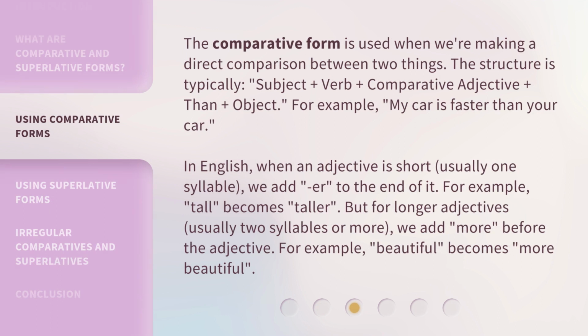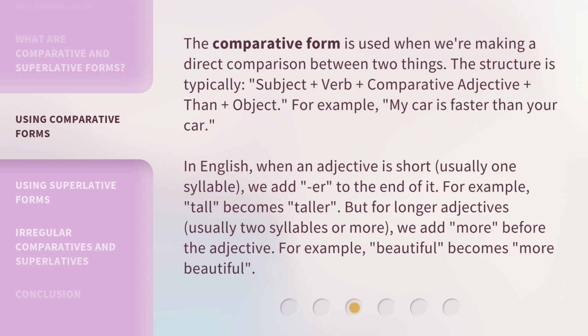The comparative form is used when we're making a direct comparison between two things. The structure is typically subject plus verb plus comparative adjective plus "than" plus object. For example, my car is faster than your car.